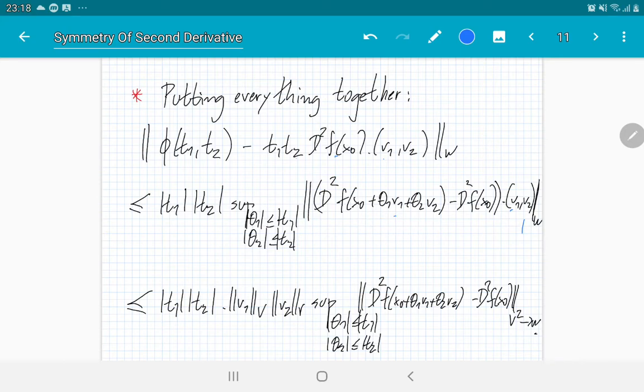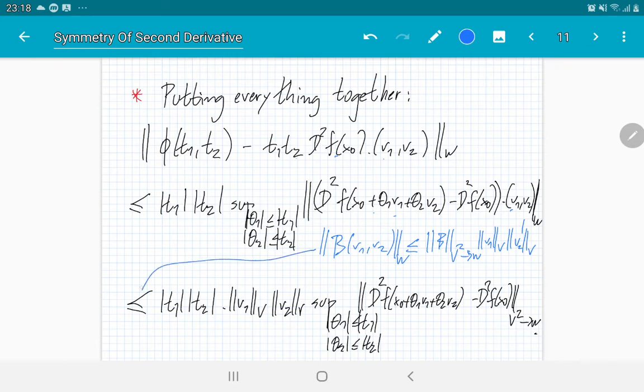Now, I want to have something here. I'm going to eventually use the continuity of d2f at x naught, right? So it's better if I write things down in this form. For a bounded bilinear transformation, the norm of B(V1, V2) is always less than the norm of B times the product of the two norms of V1 and V2.